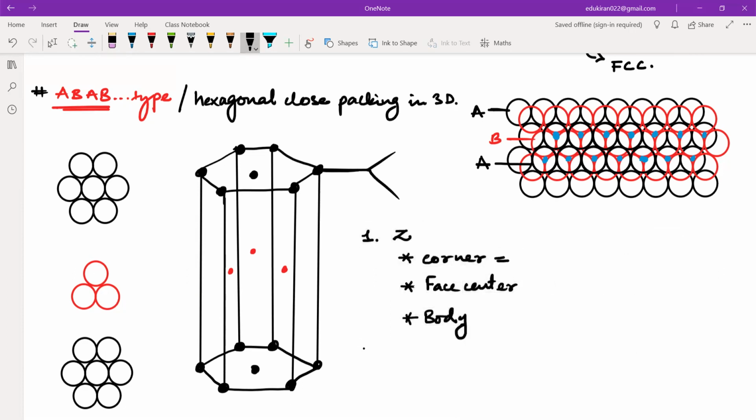So the contribution of the corner one is 1 by 6 into, how many are there in the corner? We have 6 here and 6 here, that is 12. And this will be equal to how much? 2, right? So for the corner, it is equal to 2. The face center will be half, because this one face will be shared by the floor above. So you'll have half into, we have 2 face center atoms. This is the face center atom here, and this is the face center atom here. This will give me 1. And in the body, we have 3. So this will give me 3. If I add them all, the Z is equal to how much? 3 plus 1 plus 2, that is equal to 6, right?